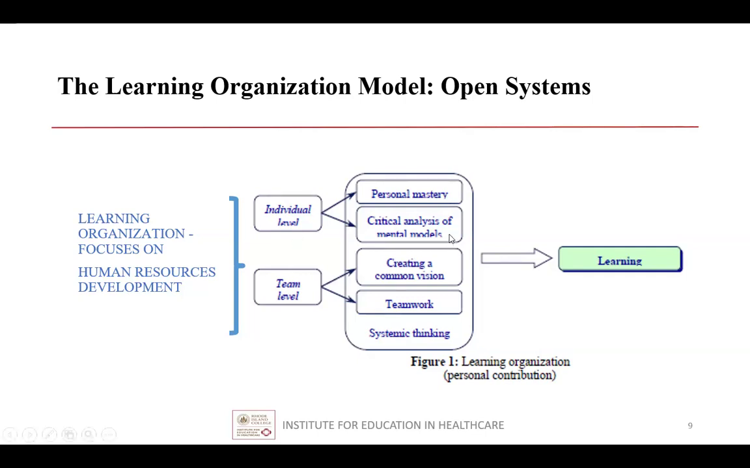Next, we have critical analysis of mental models. Here, we're looking at the right fit between the needs and strengths of the organization as they are able to be translated by those who are working there. You can think about it in terms of identifying the superpower of the staff that are working there and how that can, paired with personal mastery, help to move toward the team level work.